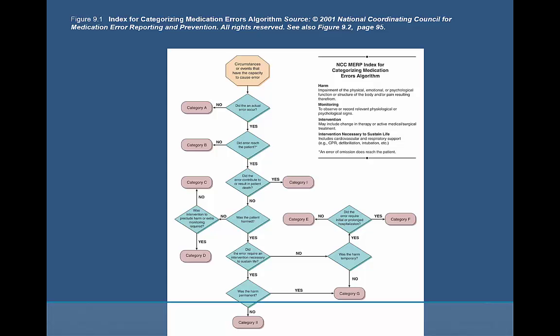So did an actual med error occur? If no, then you're kind of out of it. If yes, go down to the next. Did the error reach the patient? If yes, did the error contribute or result in patient death? If yes, you go to category 1. And then if no, was the patient harmed? If they didn't die, were they harmed? Was the intervention to preclude harm or extra monitoring required? And then if yes, they were harmed, did the error require additional intervention or life-sustaining things? If yes, was the harm permanent?